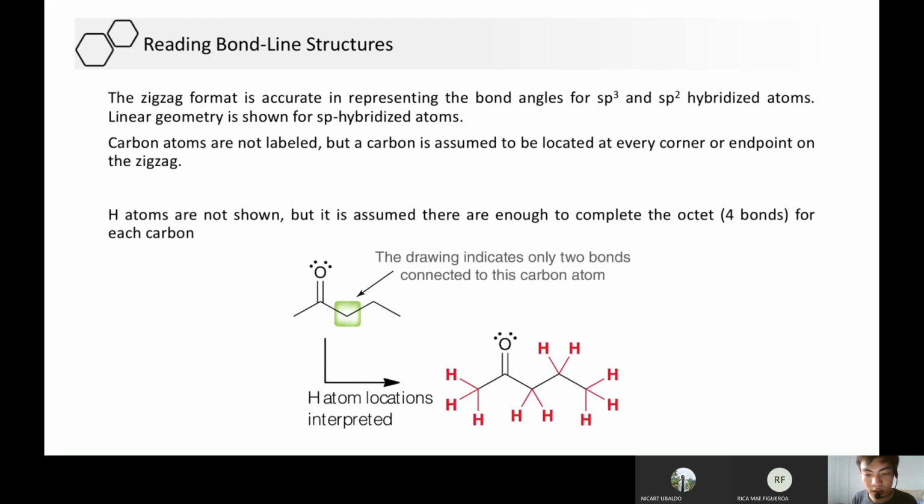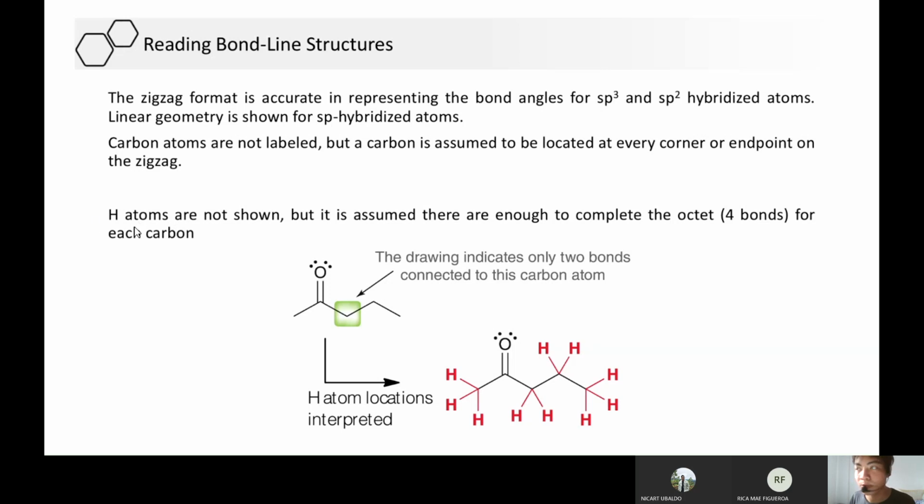What else? No? Ayun na nga, sinabi ko na rin pala. The zigzag format that represents the bond angles for sp3, sp2 hybridized. No? Linear is shown for sp hybridized. Na yung sinabi ko kanina. No? And yan. Sir, asan yung hydrogens?